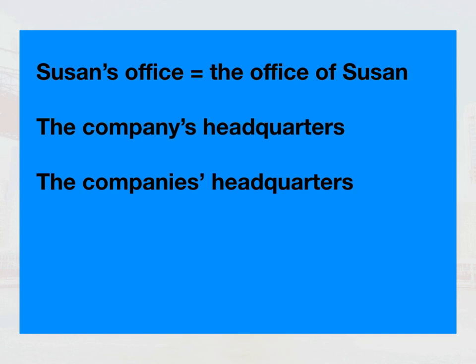And one other thing, just a fine point, when you have two subjects together and they possess one thing, so for example, Susan and Henry share an office, so Susan and Henry's office. Even though Henry gets the apostrophe S, the office belongs to both Susan and Henry.